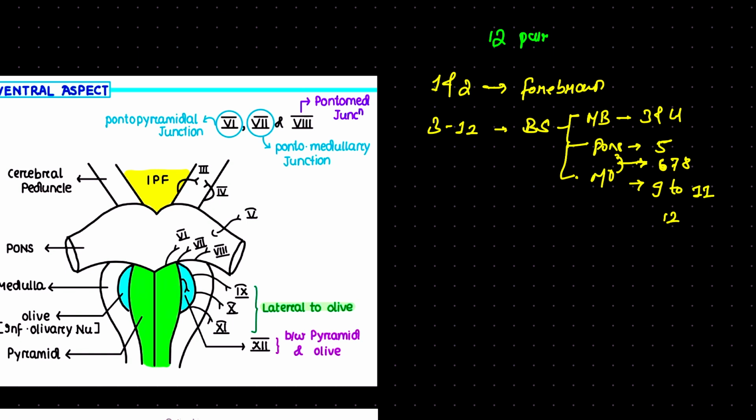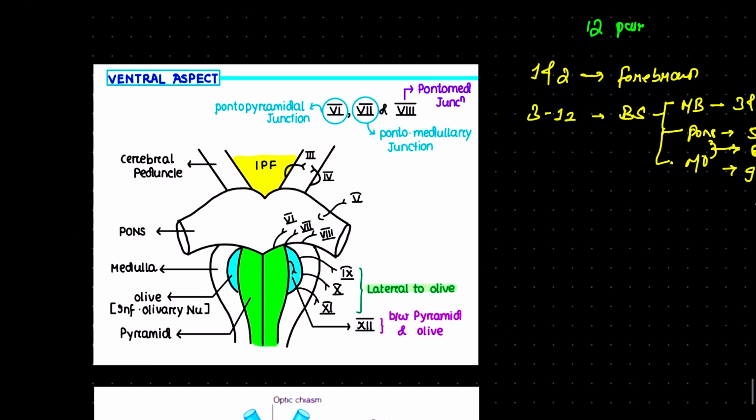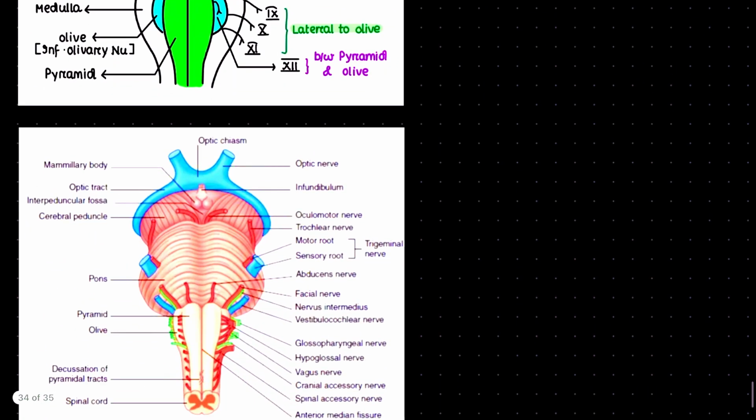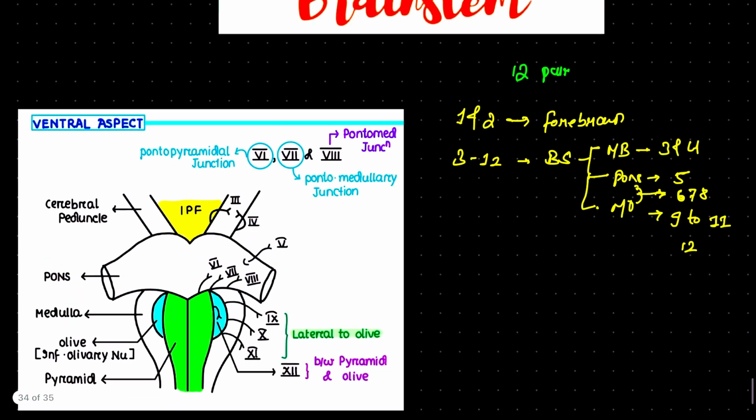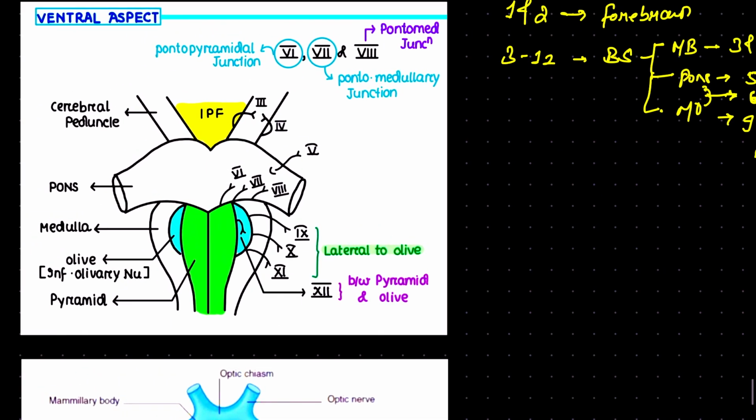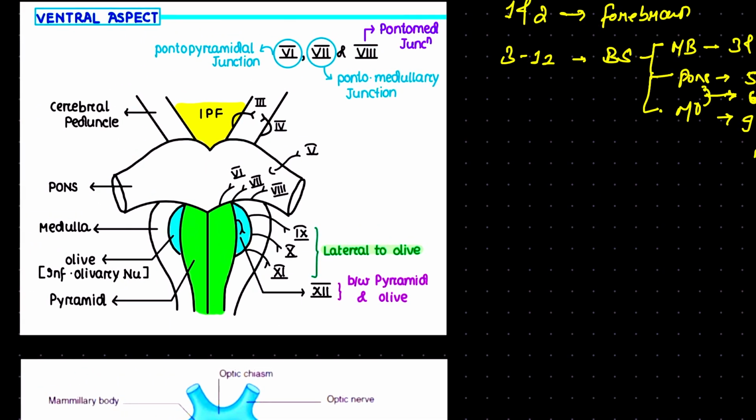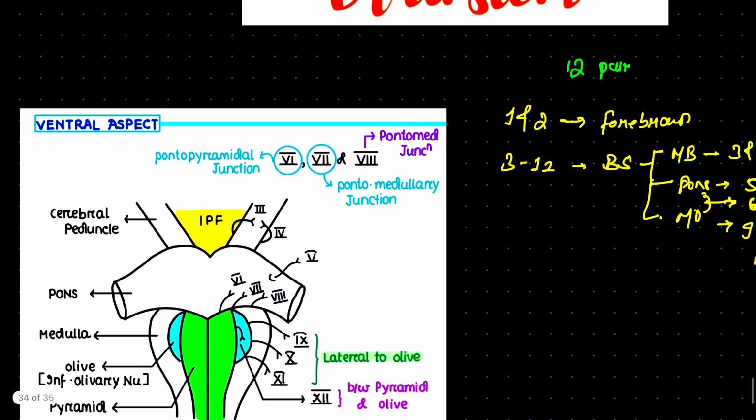Now how they originate, and what are the things that we need to know? We'll be discussing all these things here in this diagram, so no need to worry. Okay, now beginning our discussion, let's begin from the ventral aspect of our brainstem.